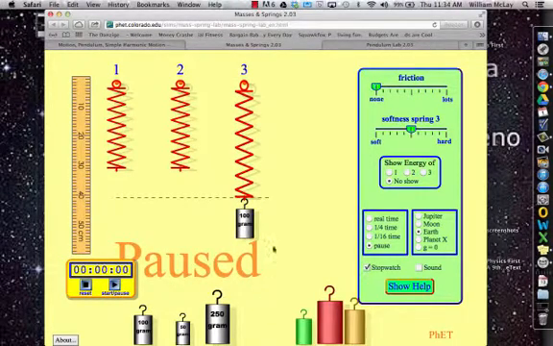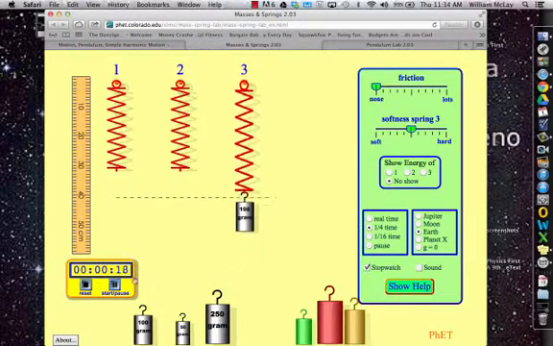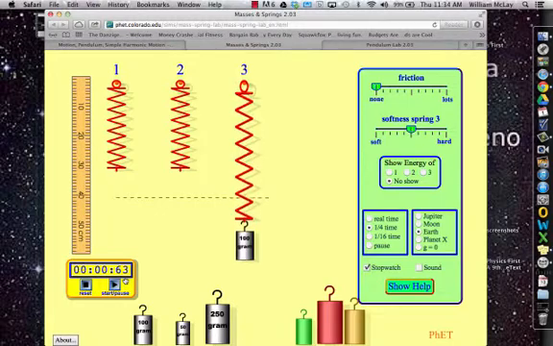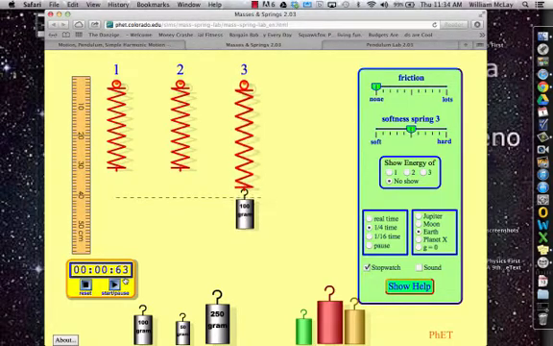Let's change the mass. Now I've reduced the mass. I've taken the mass down. It's lower than 250 grams. We're going to pull it back about the same distance. If we let it go, we now see it takes about 0.63 seconds. So clearly, as the mass goes down, the period goes down. It gets shorter and shorter as the mass goes down.